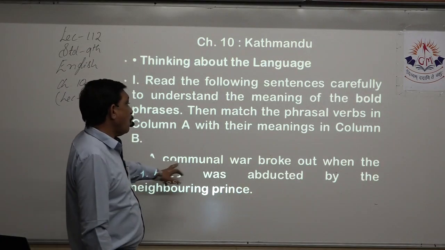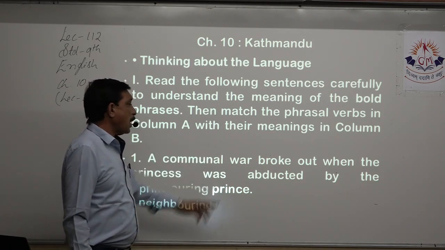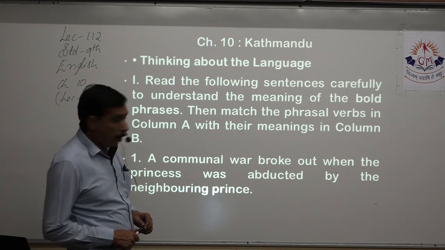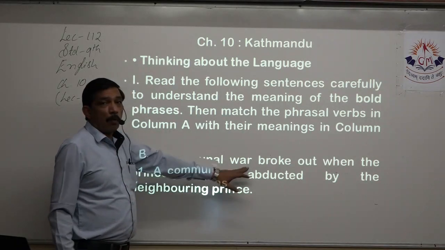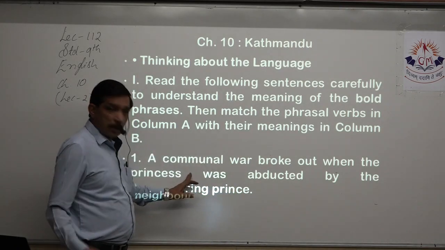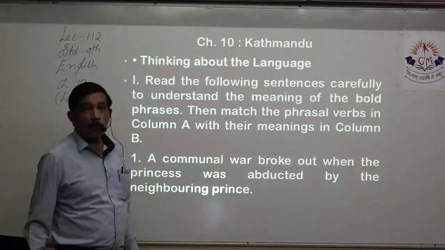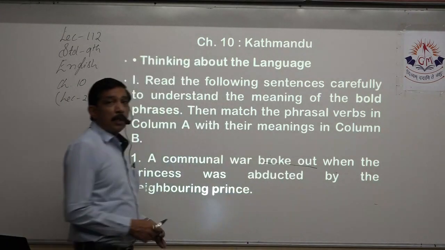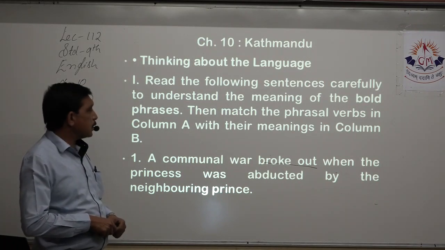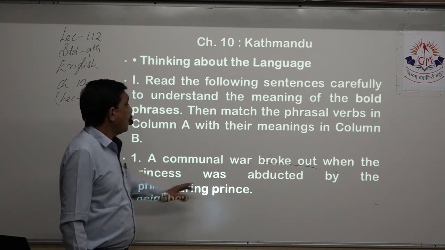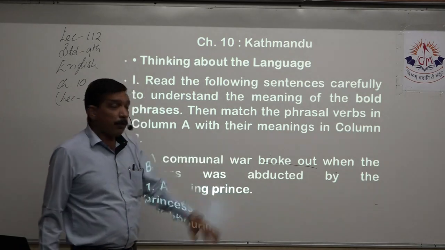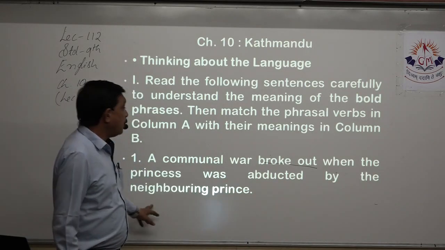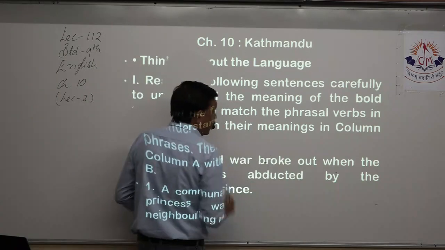Now, a communal war broke out when the princess was abducted by the neighboring prince. Well, here let us try to find out what is the phrasal verb. Communal war. War is a noun, so communal becomes an adjective. Broke out. Broke is a verb. Out is a preposition, right? So broke out can be a phrasal verb. The princess, again a noun, was abducted, a verb, but then we don't have any preposition. By, we have was abducted by the neighboring prince. So we have over here the phrasal verb, broke out.